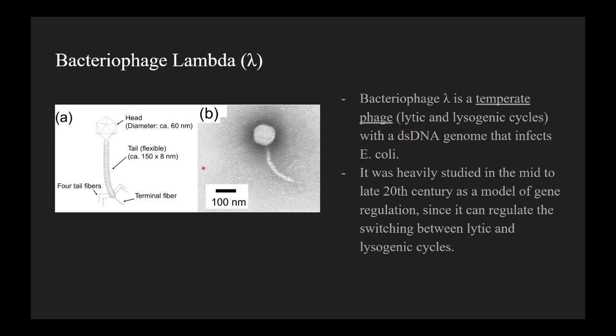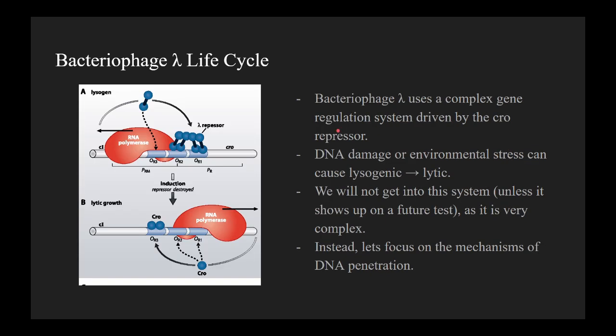Okay, next we have bacteriophage lambda. So this is a temperate phage this time, so it can undergo both lytic and lysogenic cycles. It can switch between the two. And it has, again, a double-stranded DNA genome that also infects E. coli, just like bacteriophage T4. It was one of the most common model organisms in the late 20th century, just because of this switching back and forth between lytic and lysogenic cycles. It required very tight, very organized gene regulation, so it was well studied to understand the mechanisms of gene regulation in general.